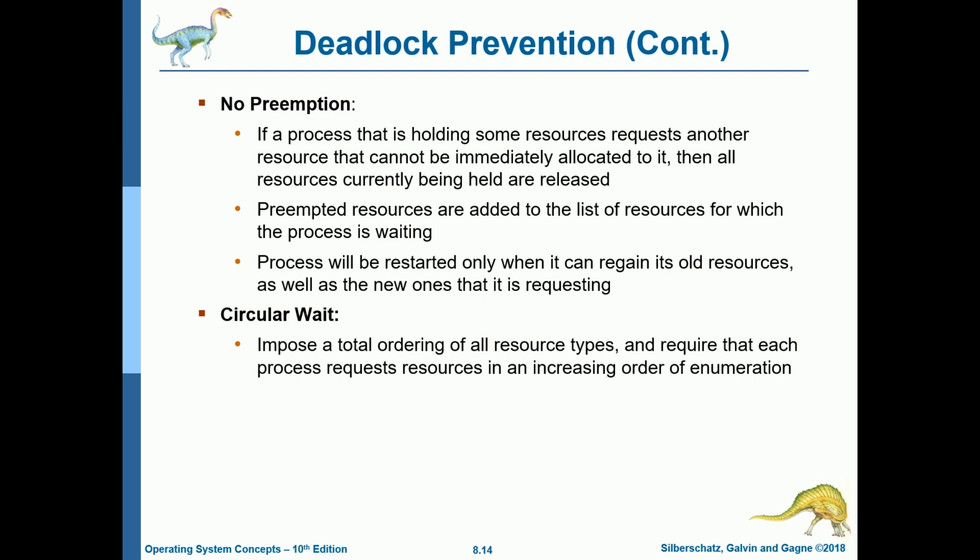Finally, we have circular wait. The three options presented so far for deadlock prevention are generally impractical in most situations. However, this final condition for a deadlock presents an opportunity for a practical solution by invalidating one of the necessary conditions. One way to ensure that this condition never holds is to impose a total ordering of all resource types and require that each thread requests resources in an increasing order of enumeration.